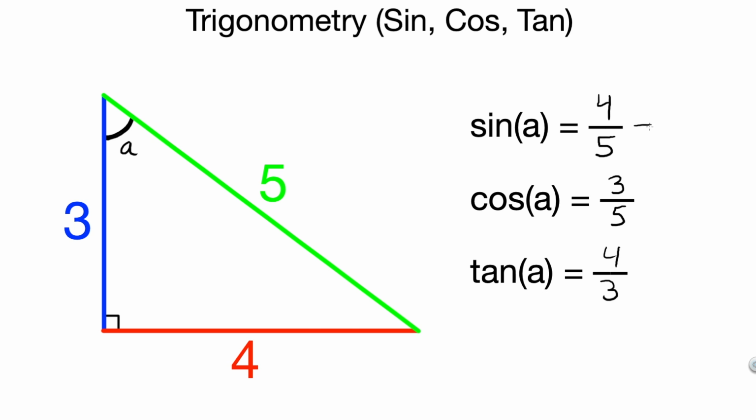Put in decimal form, sine of A is 0.8, cosine of A is 0.6, and tangent of A is 1.33 continuous.